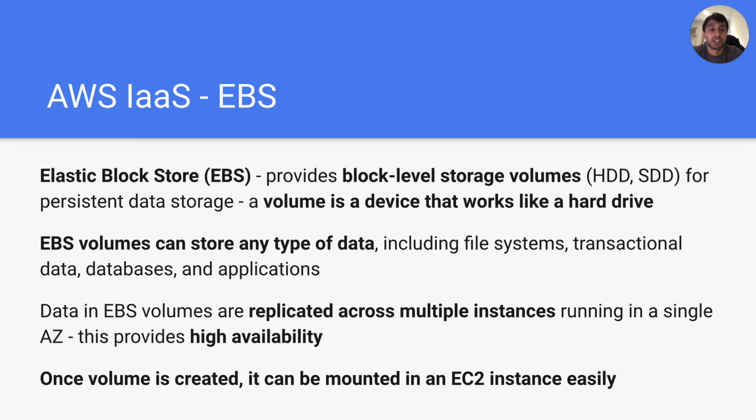Another cool thing with an EBS volume is that once it's created, it can be mounted in an EC2 instance easily. So let's say you provision an EBS volume, but then you realize you need an actual EC2 instance to run something else using the data that's on your EBS volume. Now you can provision an EC2 instance separately and select your already existing EBS volume to be mounted onto that instance. It's virtual Legos. Things can be created independently and then joined together.